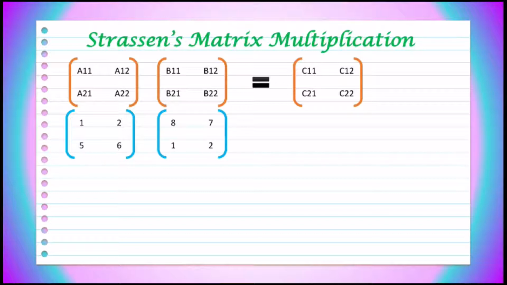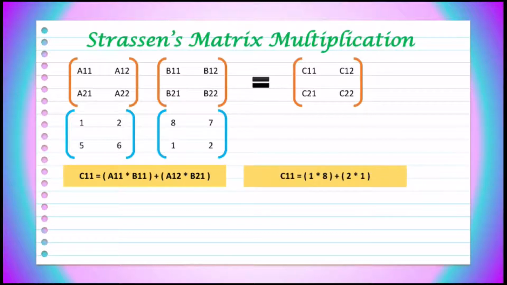So we already know the formula for C11, C12, C21 and C22. So this is the formula for C11, that is A11 into B11 plus A12 into B21. So as per the mathematical rule, first we have to solve brackets and then the other operators. So first we will just replace the values. So 1 into 8, that is 8, and 2 into 1, that is 2. So 8 plus 2 is what? 10. So C11 will be 10.